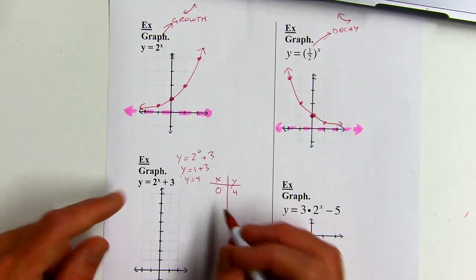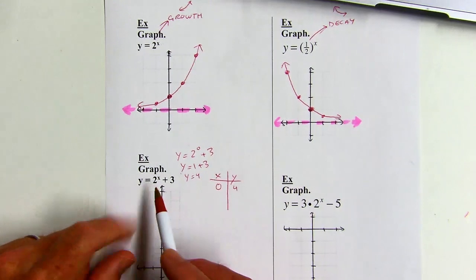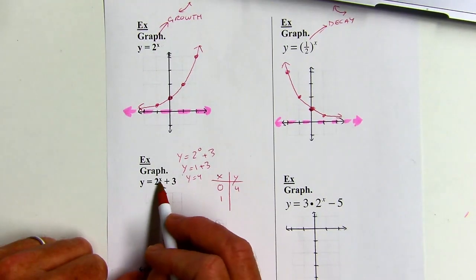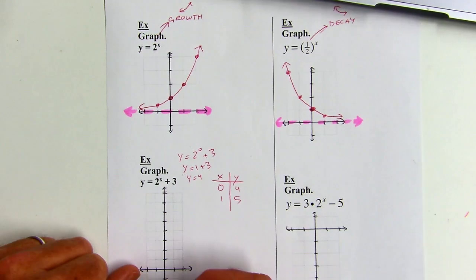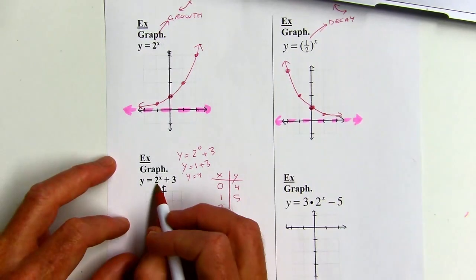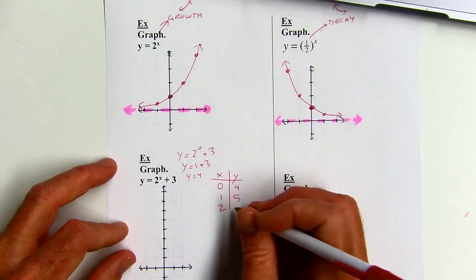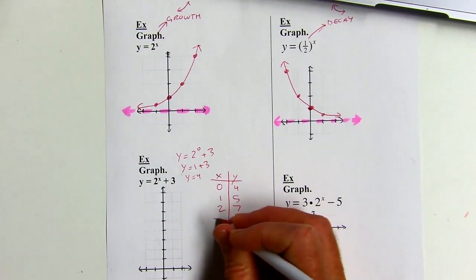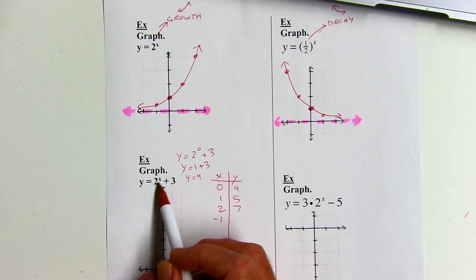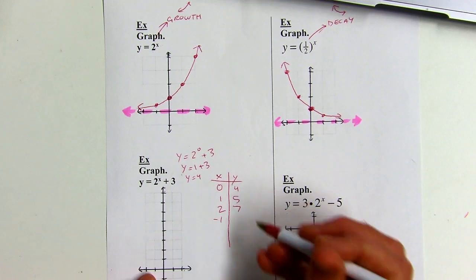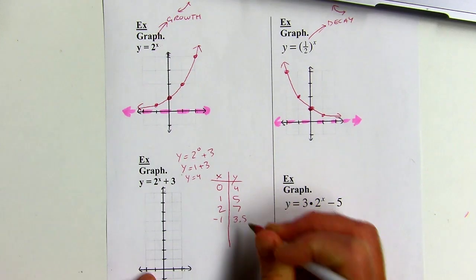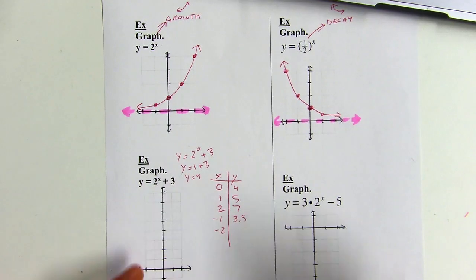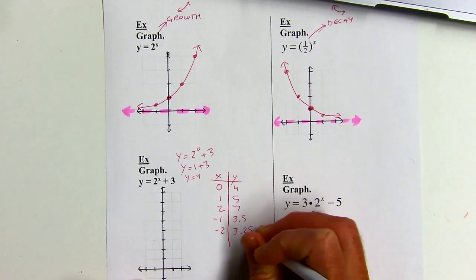Okay. And then I'm not going to write out the equation for all these, but let's just think through them. If I plug in a 1 for x, 2 to the first, so that'd be 2 plus 3. I get 5. Okay. If I plug in 2, I've got 2 to the second plus 3, so that's 4 plus 3 is 7. Okay, let's try some negative numbers. I'll plug in negative 1, so that's going to give me 1/2 plus 3, so 3.5. And then if I plug in negative 2, I'm going to get 1/4 plus 3, so 3.25. Okay, so let's plot these.